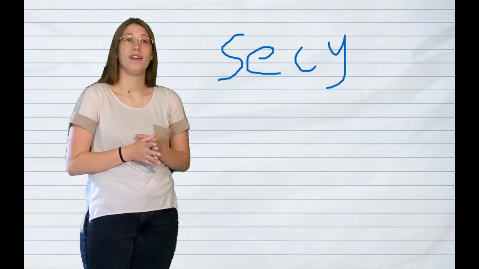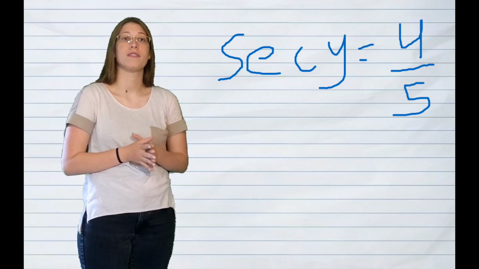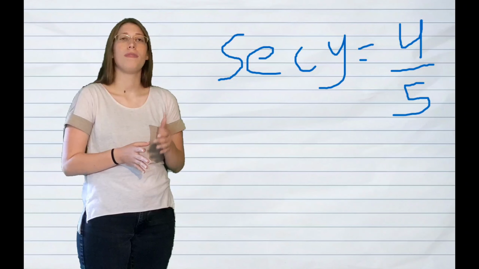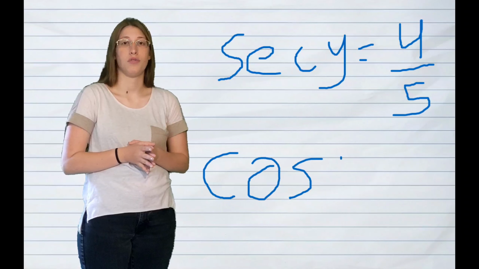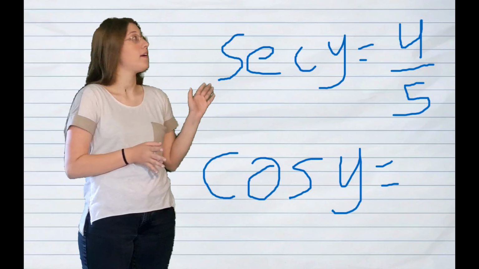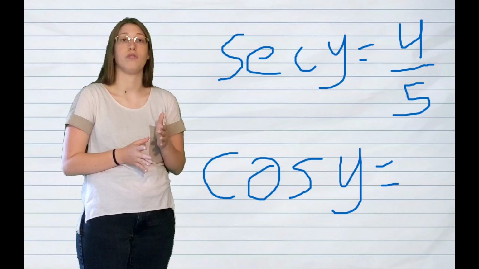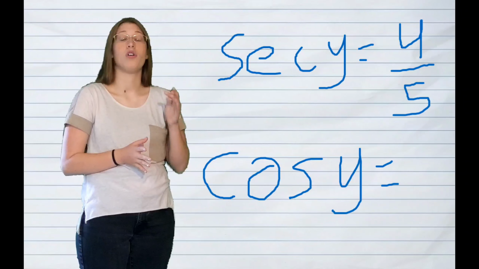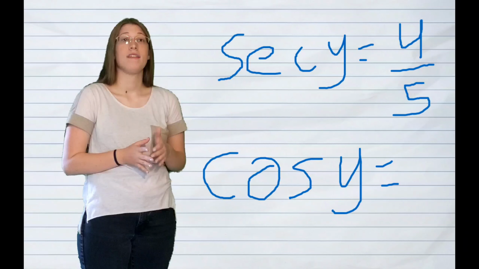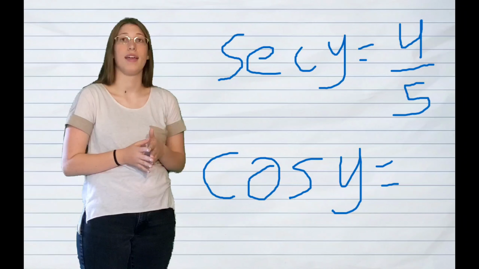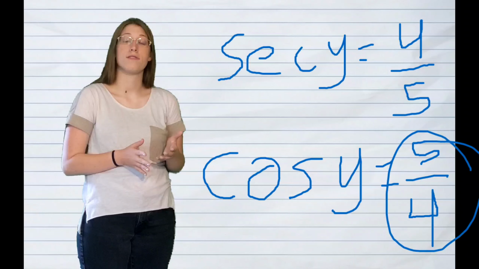Secant of y equals 4/5. So what would that make cosine of y? Well, if secant of y is 4/5 and cosine of y is 1 over secant of y, then that means cosine of y is 5/4.